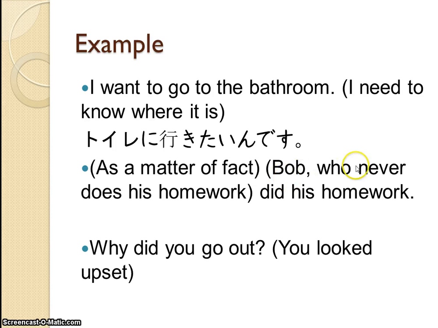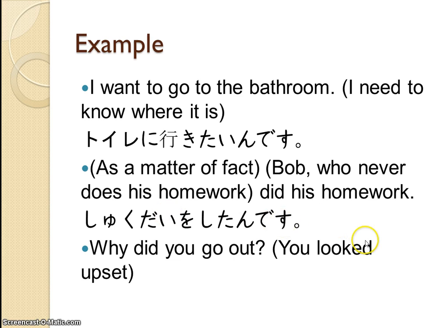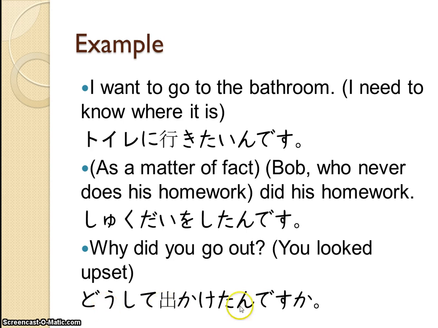Okay, here's another one. As a matter of fact, Bob, who never does his homework, did his homework. Oh my goodness. Does any one of you sound like Bob? Okay, if you want to say did his homework, it'd be 宿題をしたんです. If you say 宿題をしました, it just seems like he did his homework. That's true, but then the fact that he never does homework is miraculous. You would use んです. Now, why did you go out? Okay, you look upset, so the why is どうして出かけたんですか?